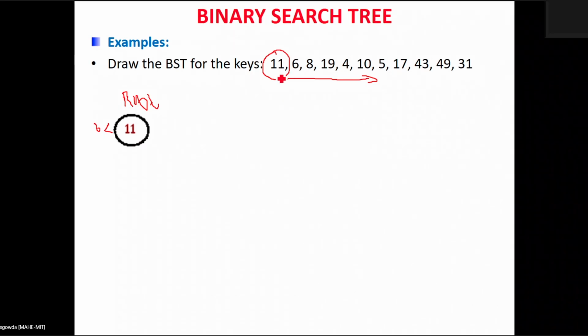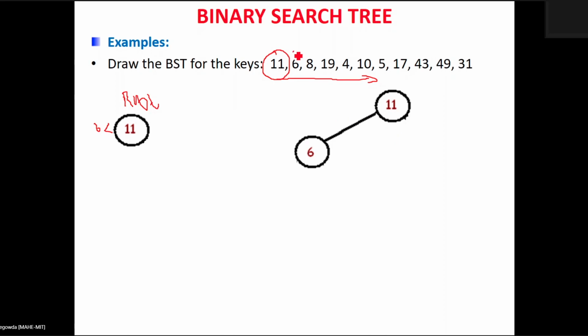So since 6 is smaller than 11, it is going to become the left child of the 11. So now what you have to do is create one more node and make it a left child of the 11. So now after adding the second item into the binary search tree, our tree looks like this. Okay, so now 11 and 6 are added to the tree. 6 is nothing but the left child of the 11.